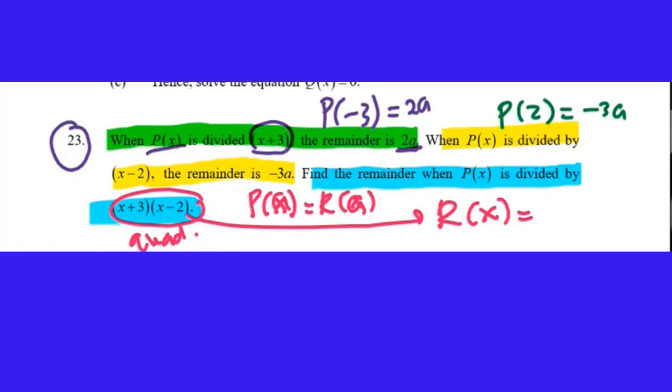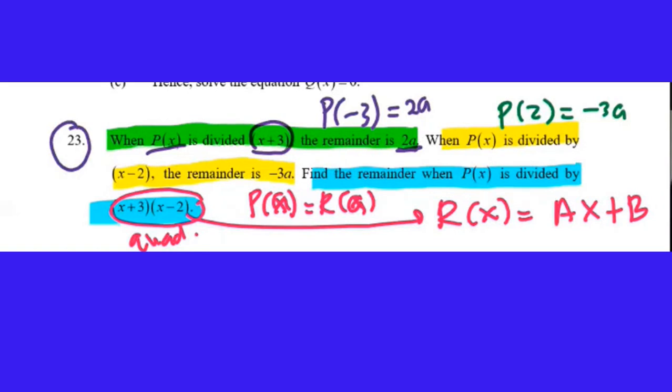Constant or linear? Who dare to try? This is quite important. Dia punya remainder constant or linear? Try je. Linear. Good. It's less one power. If the divisor is quadratic, the remainder is linear. Ingat tu, less one power.